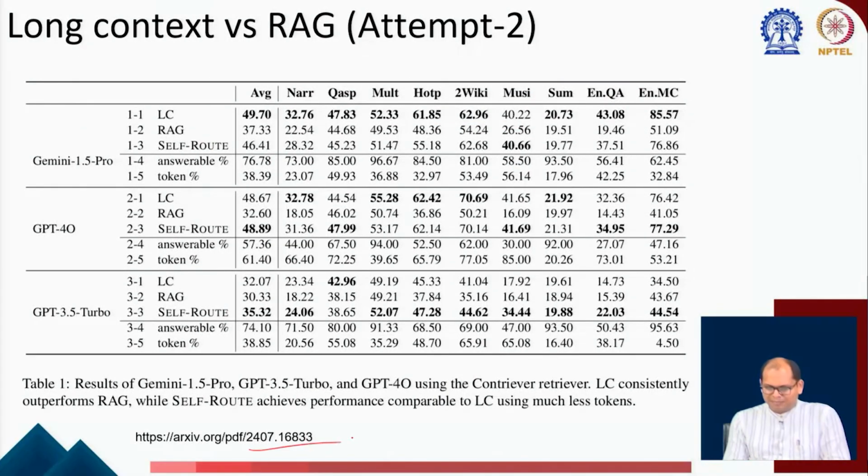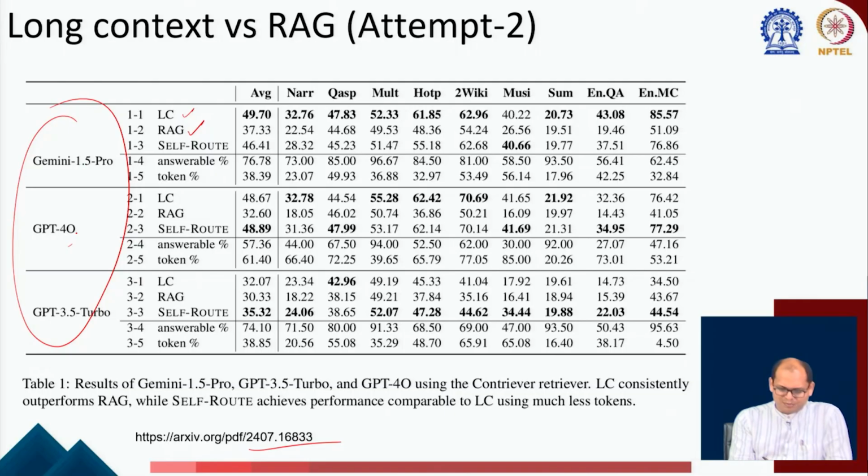This is a more recent paper, where what they found is completely opposite. They tried long context versus RAG, using very popular models like Gemini, GPT-4 and GPT-3.5 Turbo, and they found that long context is always better than RAG. So, that means you use long context rather than RAG. But is it that you can always use just long context and RAG is not so important?